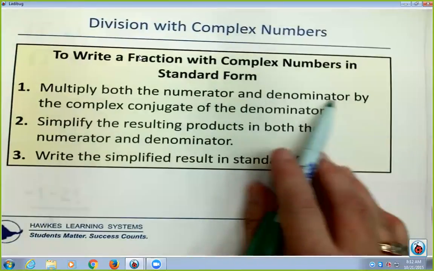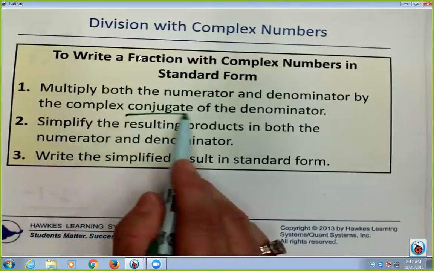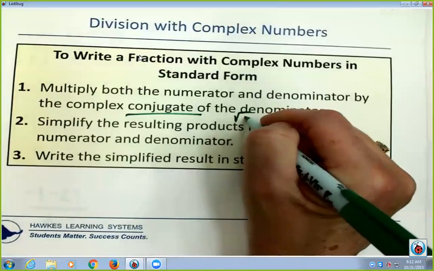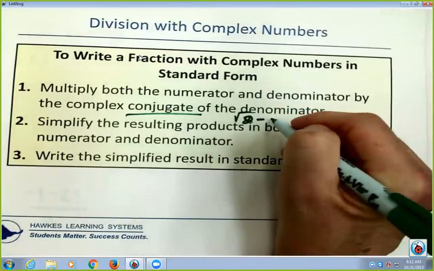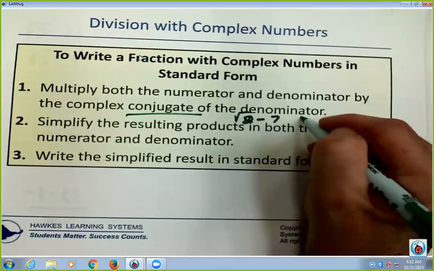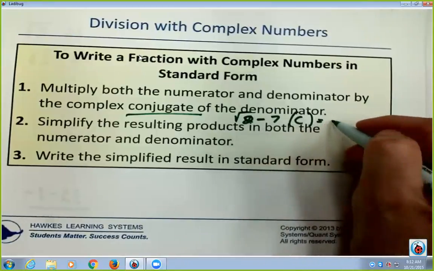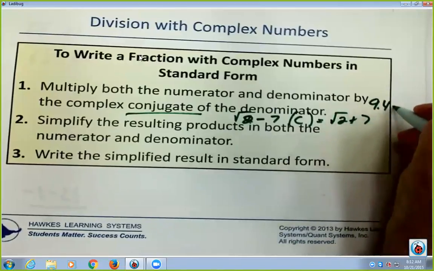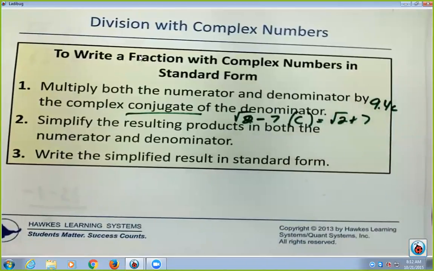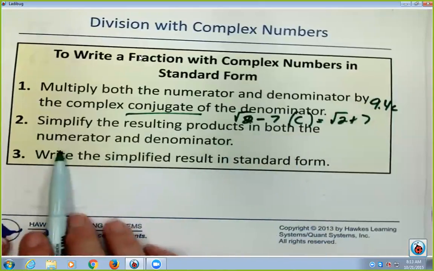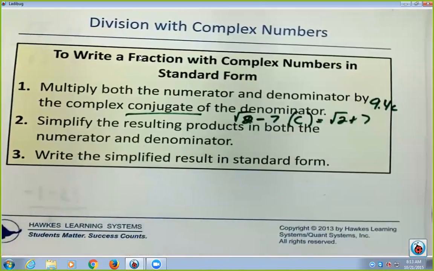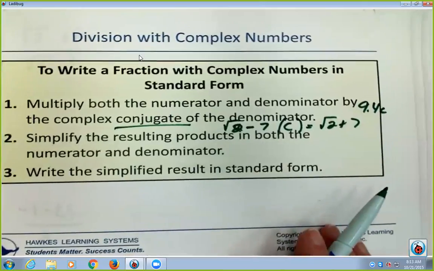So we're going to multiply both sides, the numerator and denominator, by the complex conjugate of the denominator. That was when we had something like the square root of 2 minus 7, and its conjugate was the square root of 2 plus 7. And we did that in 9.4c. So we've got to get conjugates in there. Simplify the resulting products by multiplying both the numerators and denominators, and then write the simplified result in standard form. So we have to make sure we simplify stuff.